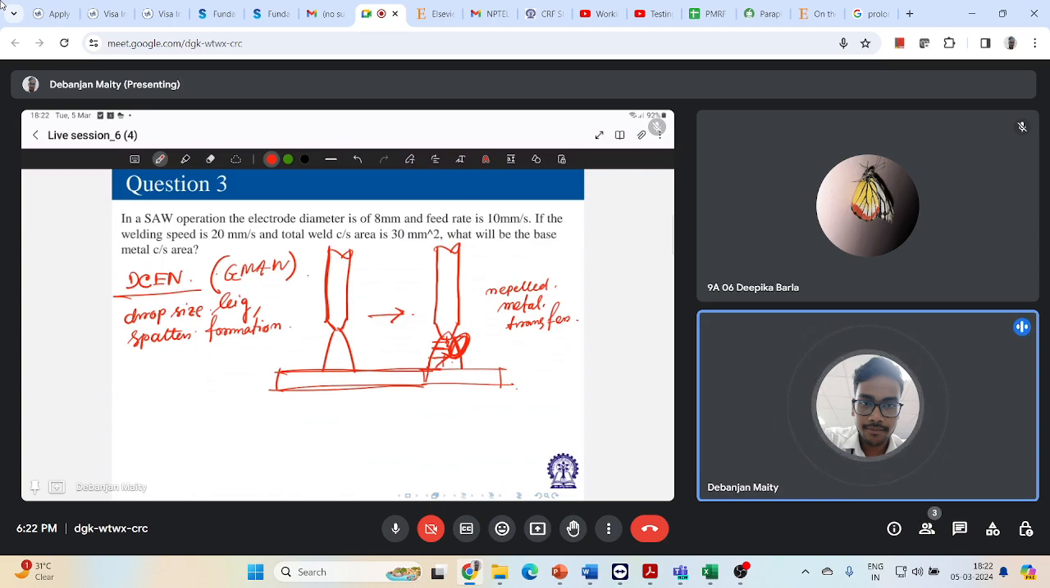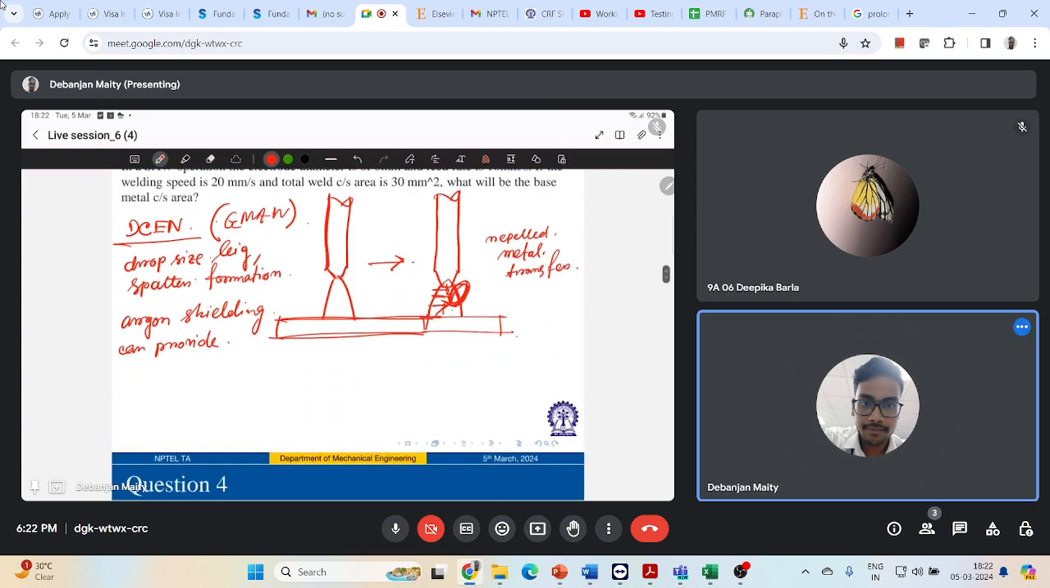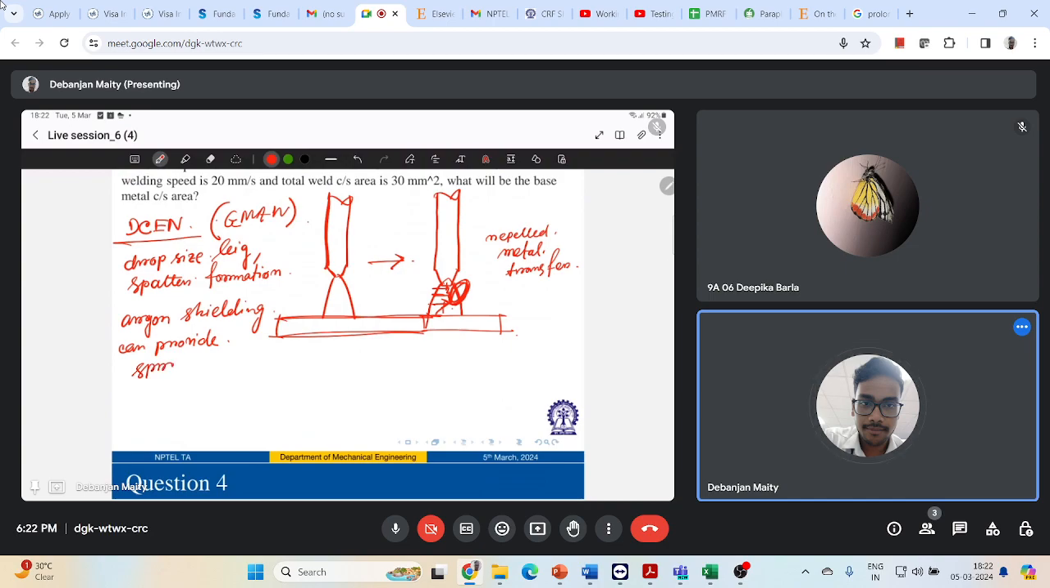So it appears that argon provides some unique plasma property, so they help to develop this axial spray transfer through the arc. So argon shielding can provide spray metal transfer, right? So this is for electrode negative.